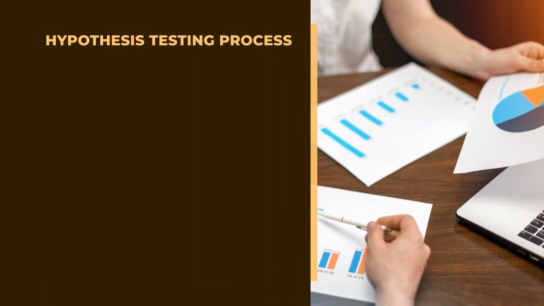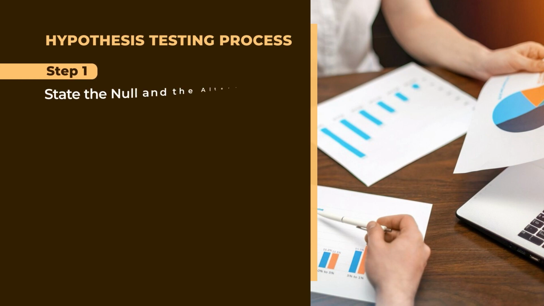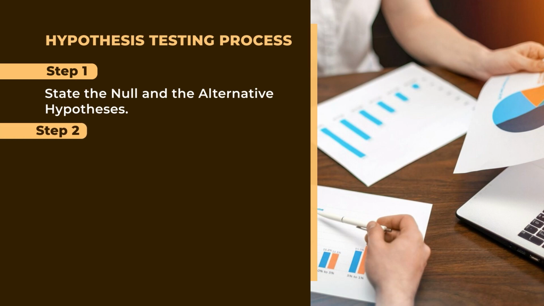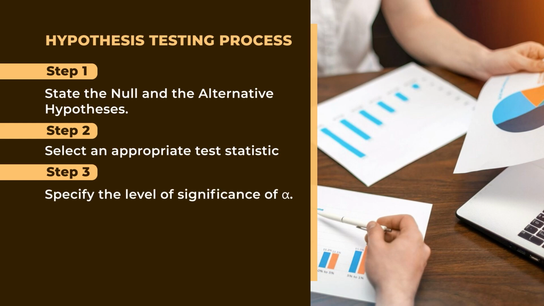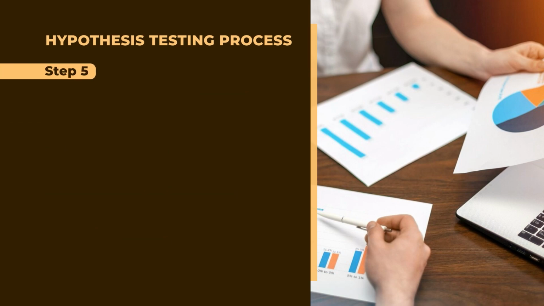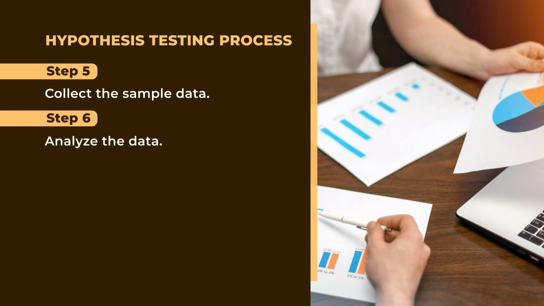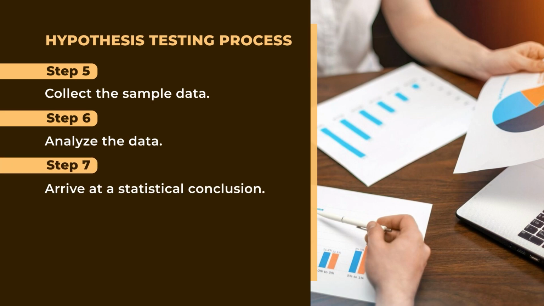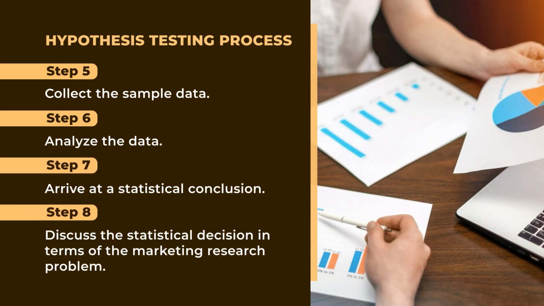Hypothesis testing follows a structured approach. It involves a series of steps: step 1 is state the null and alternative hypothesis. Second step is select an appropriate test statistic. Third is specify the level of significance, that is alpha. Then the fourth step, define the critical region in terms of the test statistic. The fifth step is collect the sample data. Then in the sixth step, analyze the data. Then arrive at statistical conclusion, and final step is discuss the statistical decision in terms of the marketing research problem. Let us discuss these steps one by one.